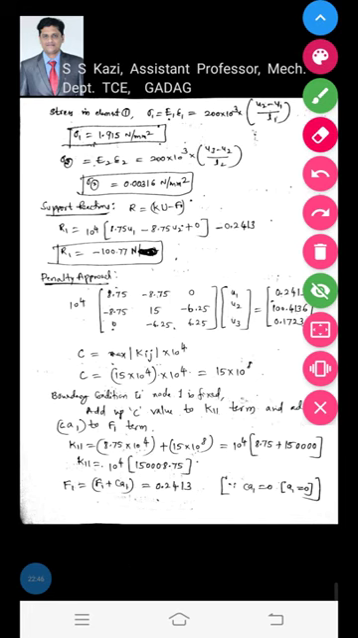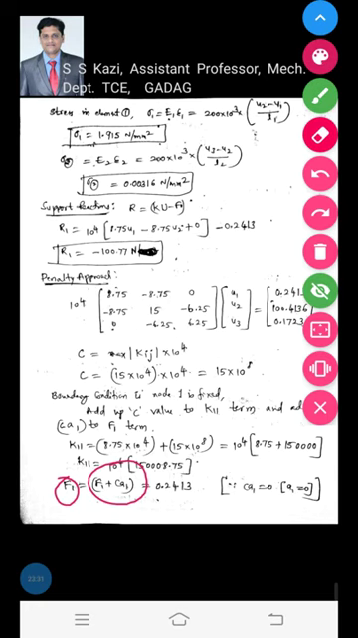Now we will add the value of C to the K11 term. What is the earlier value of K11? 8.75 into 10 raised to 4, plus the C value, 15 into 10 raised to 8. Since 10 raised to 4 is common, take it outside; inside you get 8.75 plus 15 into 10 raised to 4, that is 150000. Therefore the K11 term, with 10 raised to 4 outside, becomes 150008.75.